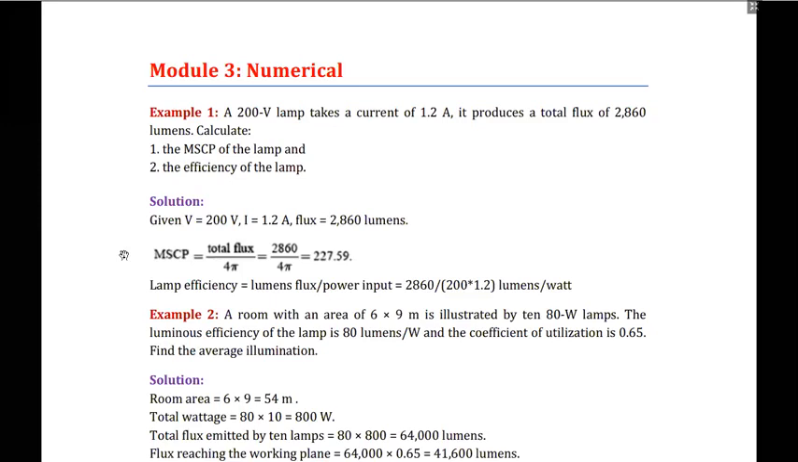So this is the MSCP in all directions. How much is the total flux? That is 2860 divided by 4 pi. So simply you will get the value of MSCP.